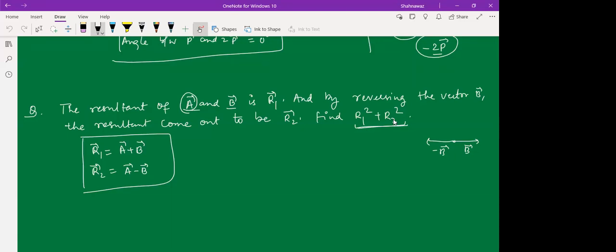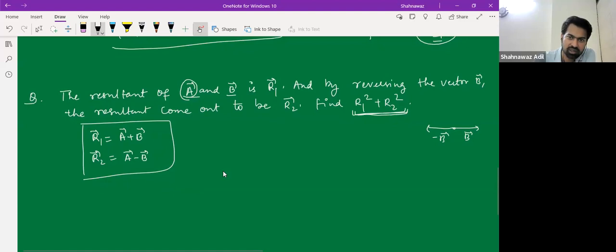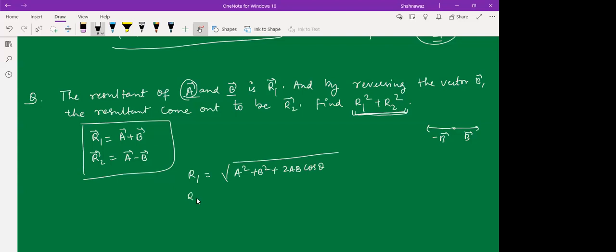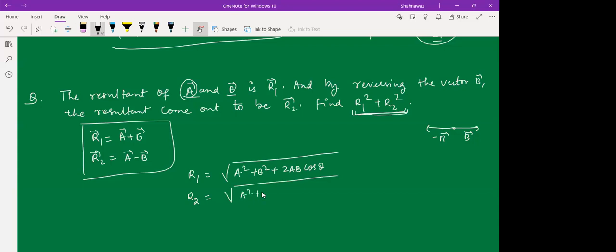Sir, is it 2 vector A square plus 2 vector B square? Yeah, you are only talking about the magnitude, right? Vector A square is A square magnitude, right? So, yeah, your answer is correct. So for A plus B, R1 magnitude would be how much? This would be A square plus B square plus 2AB cos theta, right? Yes, sir. And R2 would be how much? A square plus B square minus 2AB cos theta.